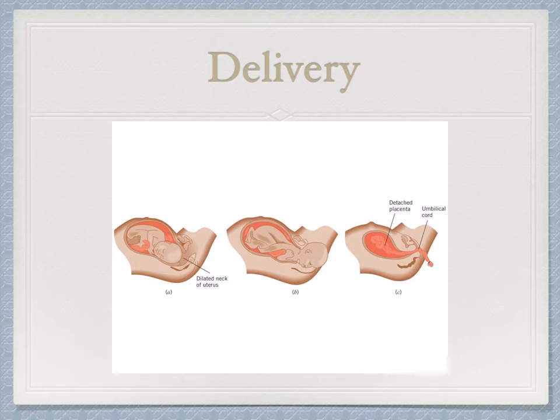Stage 2 in image B has the pushing, where, again, the baby is coming out. And then stage 3, the placenta detaches, and we see delivery of the afterbirth, and the placenta and the umbilical cord.